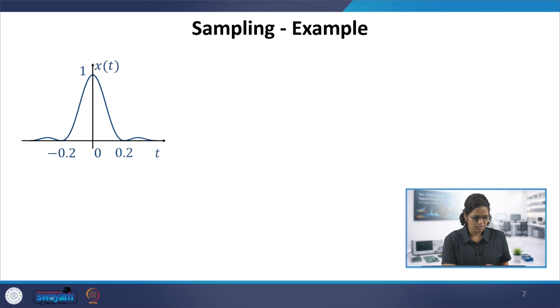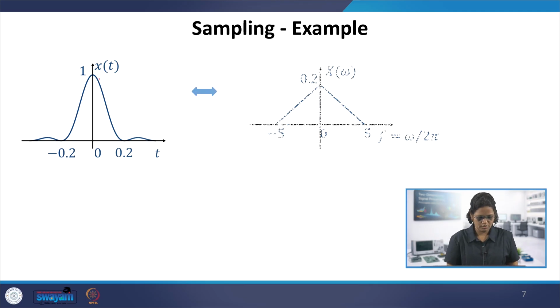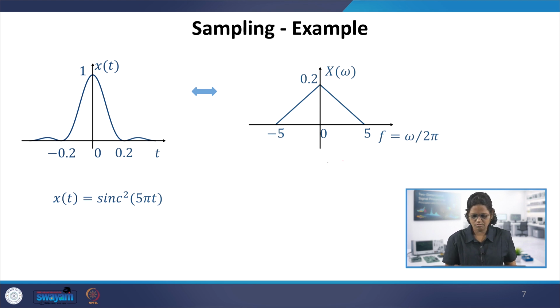Let's take an example. Suppose this is x of t equal to sinc squared of 5 pi t. This is a sinc function multiplied twice, that is sinc squared, so the magnitude has positive values here, going in this fashion. This is x of t, and if you take its Fourier transform, X of omega, it is given from 10 pi to minus 10 pi. This is just to understand the sampling concept, so we will deal with the Fourier transform details a little later. Right now, for sinc squared it is going to be a triangular function.